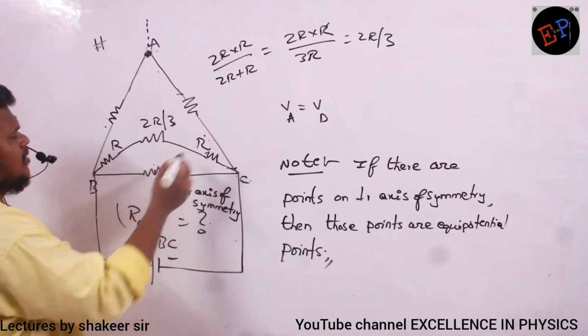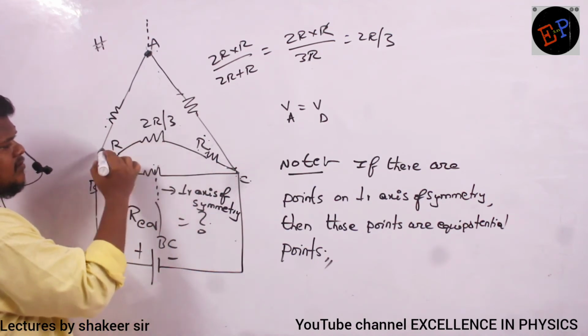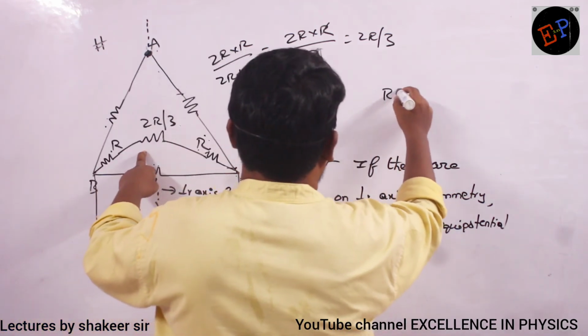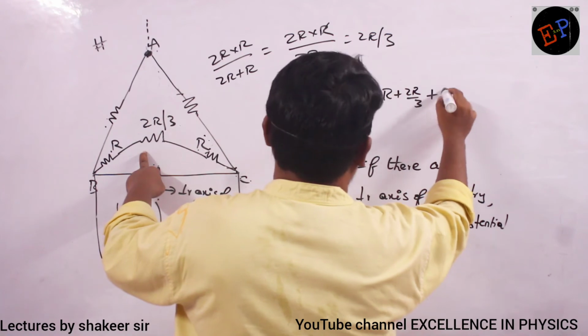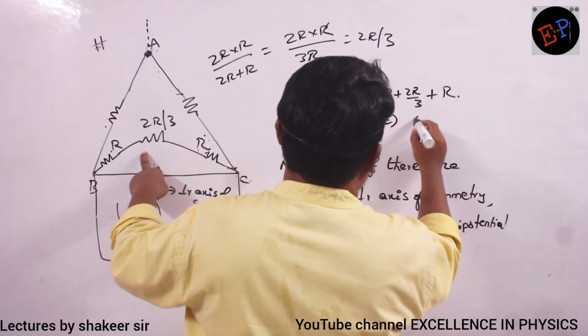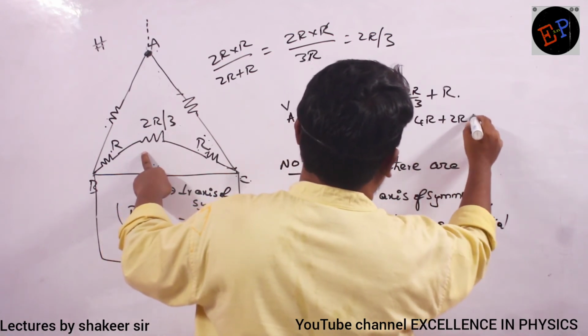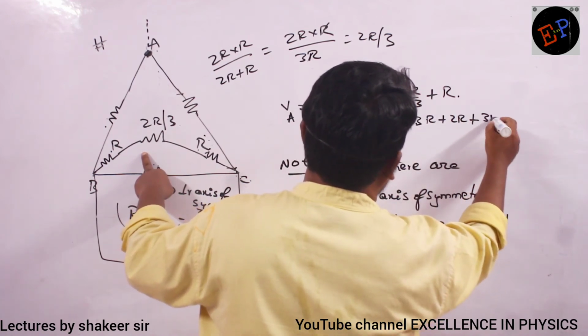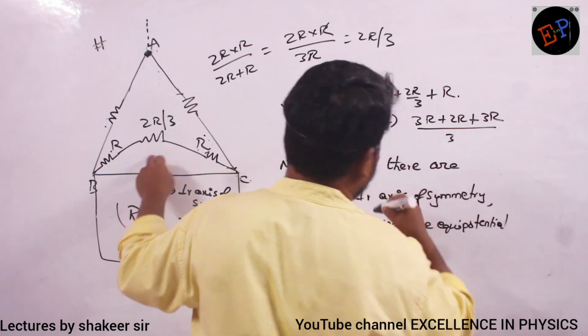Clear? Now again R, 2R by 3 and R, they are connected in series connection. So solve them also. So R plus 2R by 3 plus R. How much? 4R plus 2R, 4R or 3R? 3R plus 2R plus 3R by 3. So total how much?